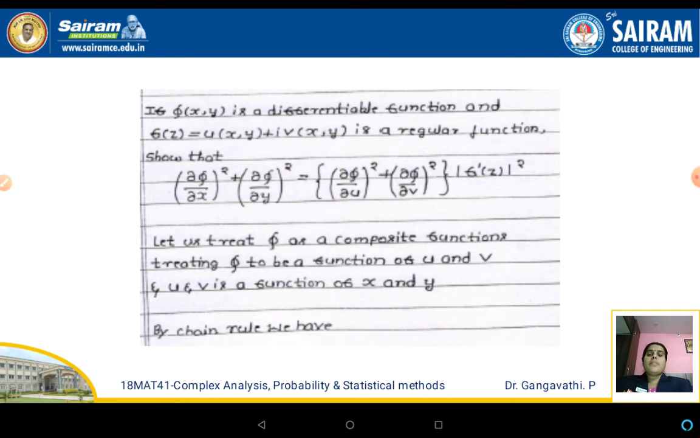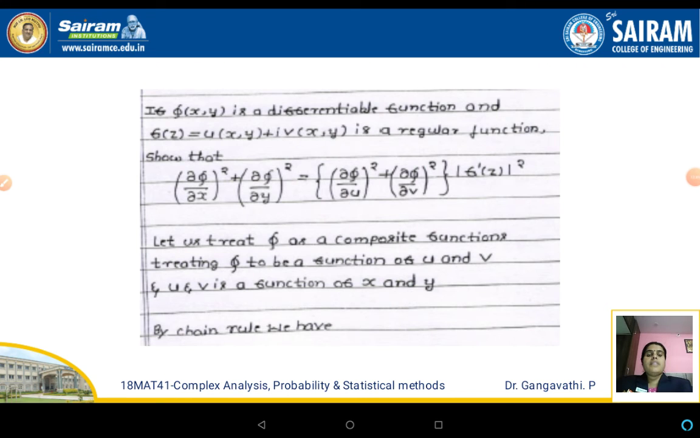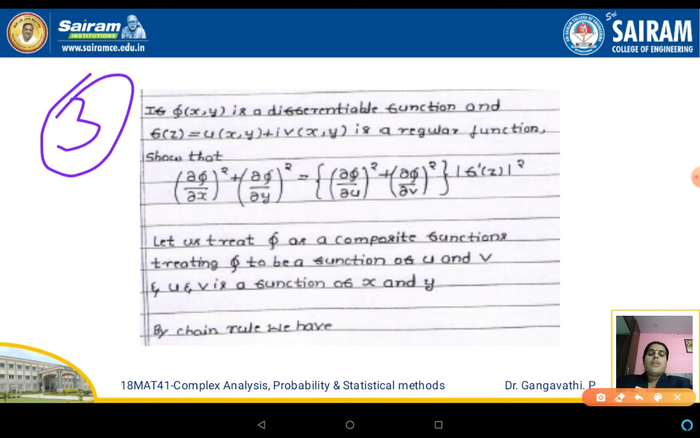So look at another problem. If phi of x comma y is a differentiable function and f of z is equal to u of x comma y plus i into v of x comma y is a regular function, then show that (dou phi by dou x) whole square plus (dou phi by dou y) whole square is equal to [(dou phi by dou u) whole square plus (dou phi by dou v) whole square] into modulus of f dash of z whole square.